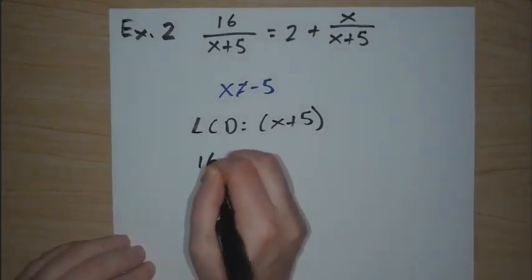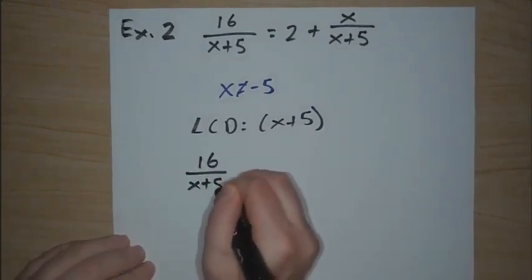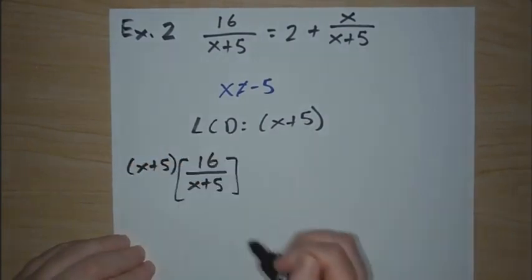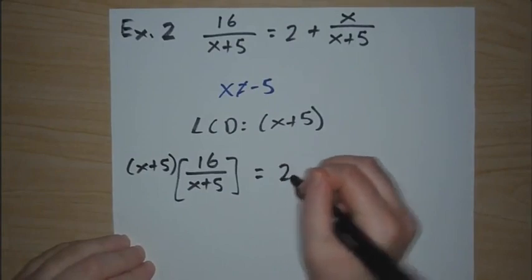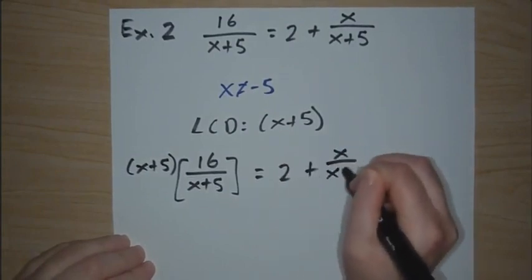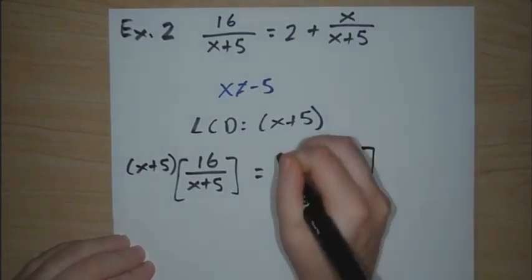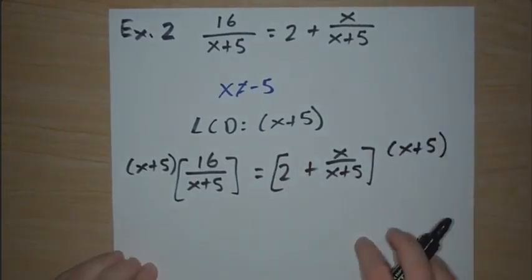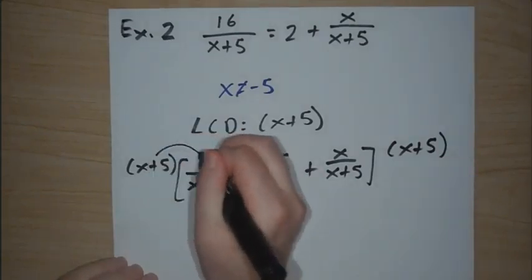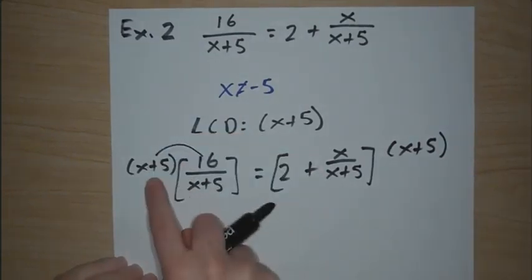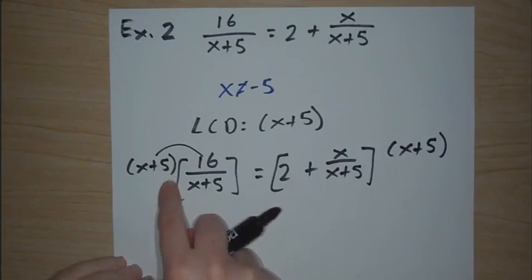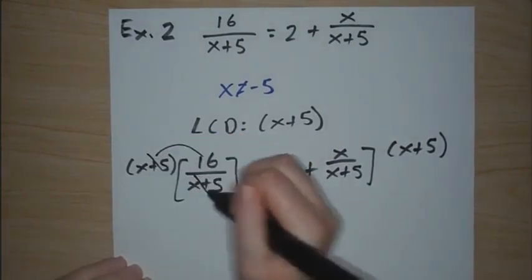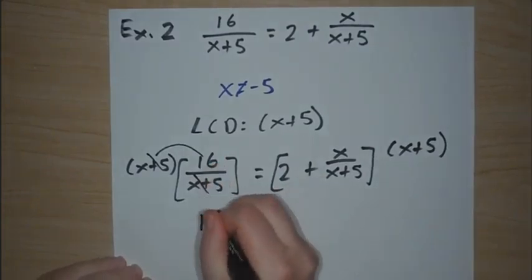So we have 16 over x plus 5 times x plus 5. And we have 2 plus x over x plus 5. This whole thing is multiplied by x plus 5. So there's only one term here, so it'll be going to this way. Now if we notice, we have an x plus 5 on the top and we have an x plus 5 on the bottom. So for this term, this x plus 5 will cancel, and we're left with just 16.